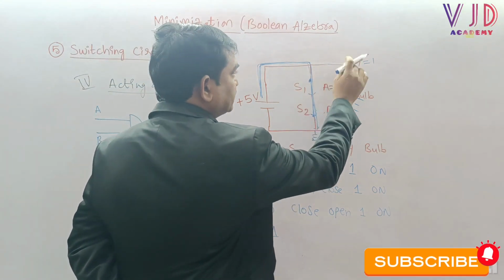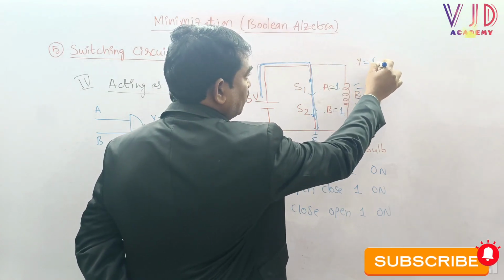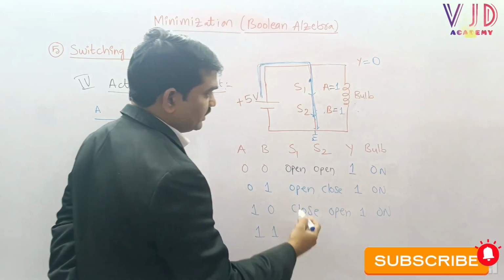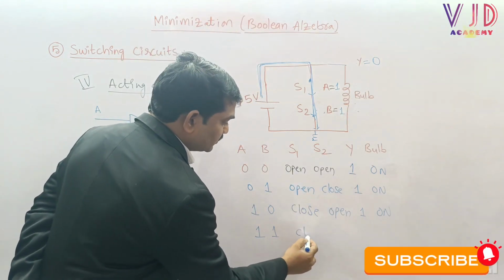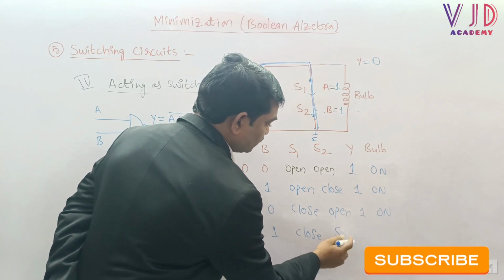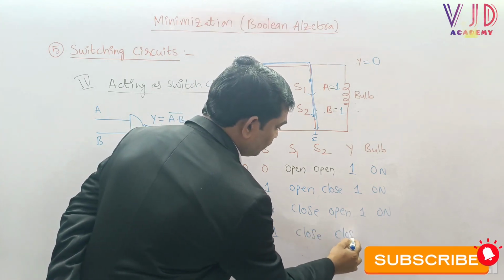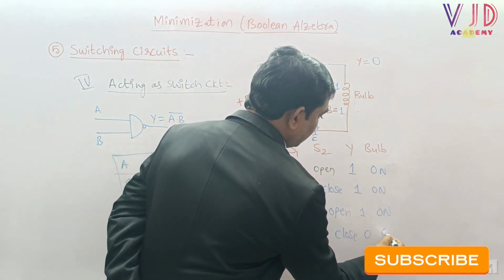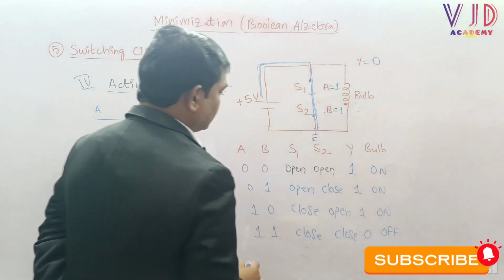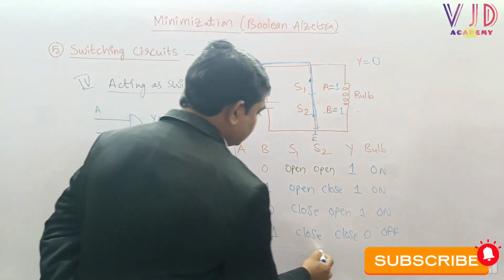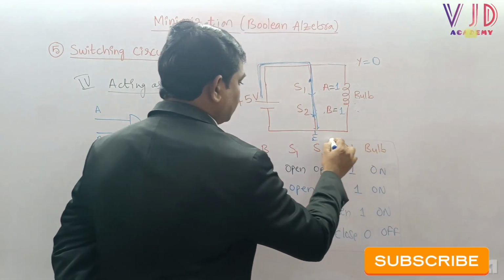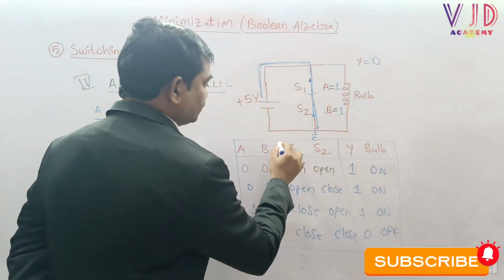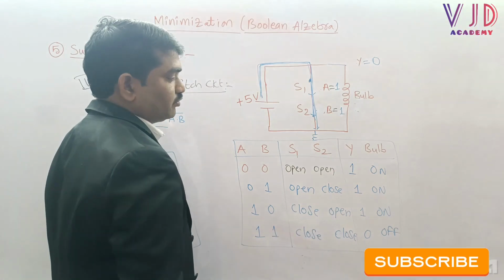And then there is no power supply to Y. So the output is 0. Because output is 0, the bulb automatically turns off. Here S1 is closed and S2 is also closed. Then output is 0. Finally we can say the bulb is in off state. Bulb is in off state. This is what the truth table of NAND gate is.